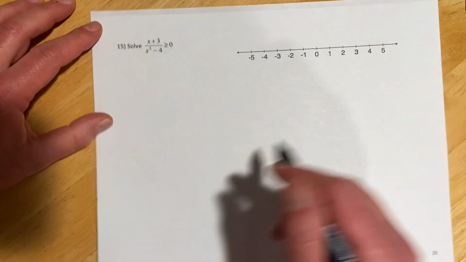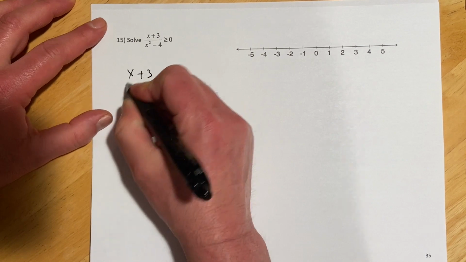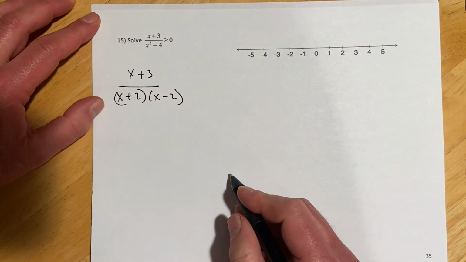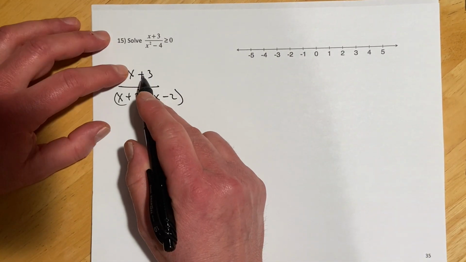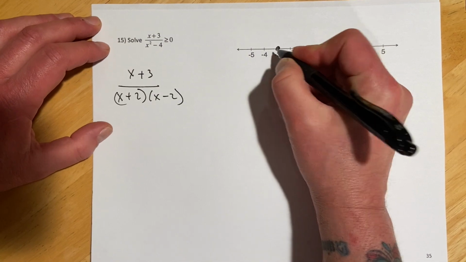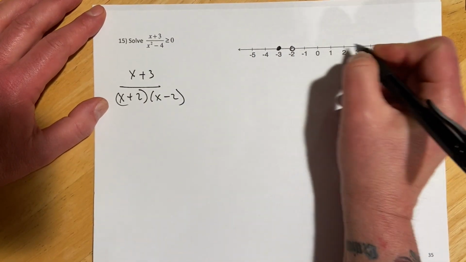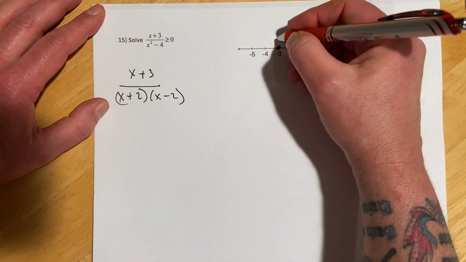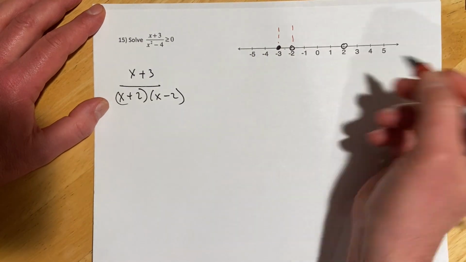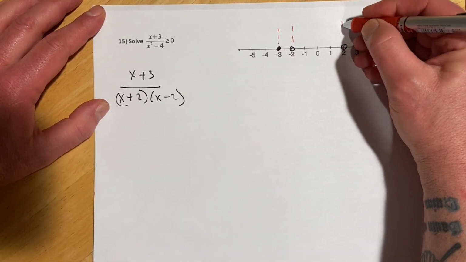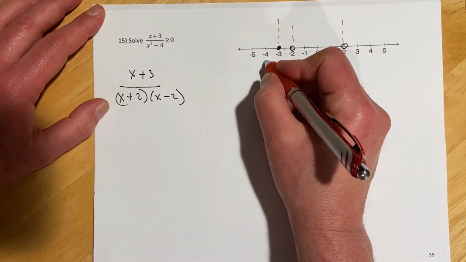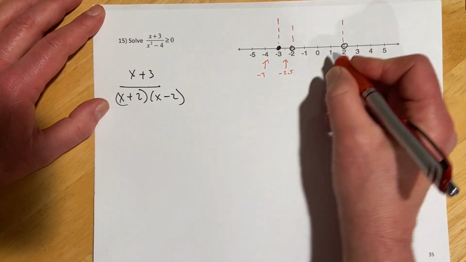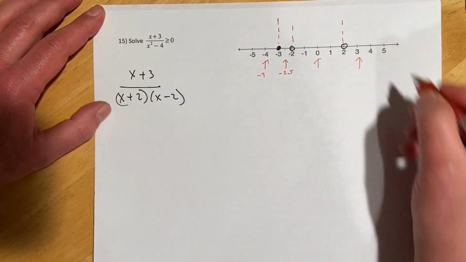Okay, and then for this last one, we've got to do a little bit of factoring. So x plus 3, the denominator is going to be x plus 2 and x minus 2. So I'm going to have zeros on -3, and that one will be solid. I'm going to have open dots on -2 and 2. And so I'm going to test, this time we'll have to do a fractional one because we have two integers right next to each other there. So I'll test -4, -2.5, 0 is always nice, and 3.